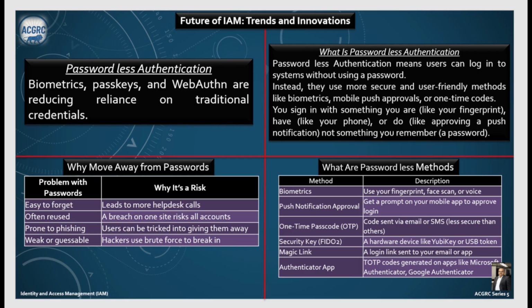What are the different passwordless methods? Biometrics, push notifications, which is getting a prompt on your mobile app to approve, OTPs, and secure keys like FIDO, which is a hardware device like a YubiKey or USB token. Magic links, that is a login link sent to your app or mail, or an authentication app.